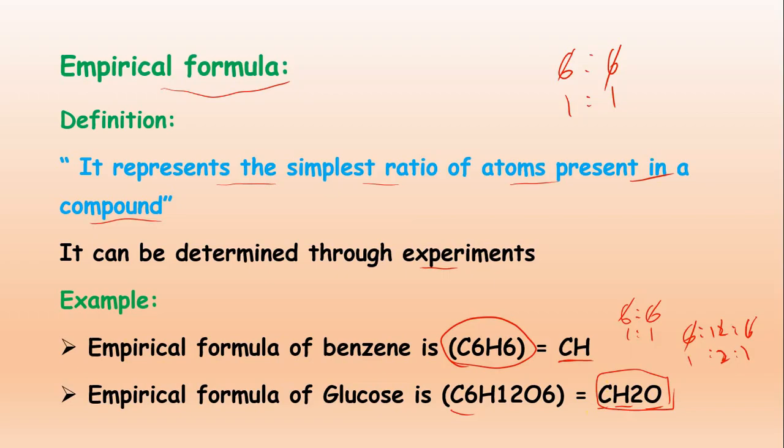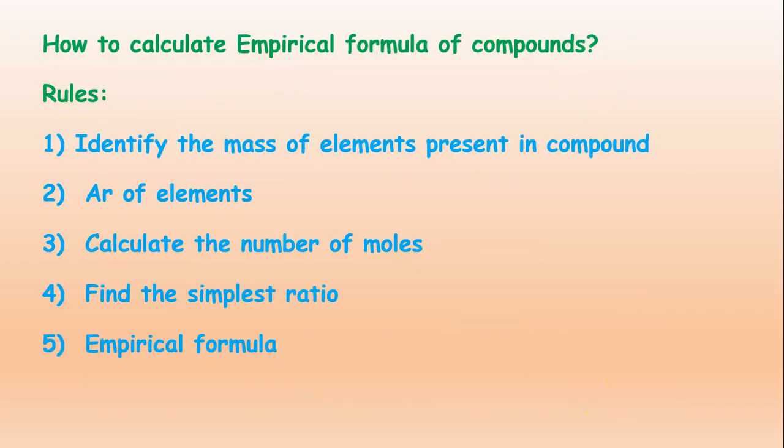So in empirical formula we just have to simplify it, and then we will get the answer, that will be the empirical formula. Now how to calculate the empirical formula is very important, and this is a very important question, and it will appear in your exam. These are the 5 rules. Identify the mass of the elements present in the compound, that will be given in the question. The AR of the elements will also be given in the periodic table. Then we have to calculate the number of moles. When you divide the mass by the AR of the element, that will be the number of moles.